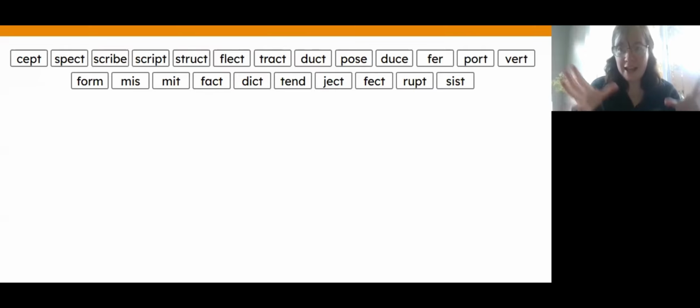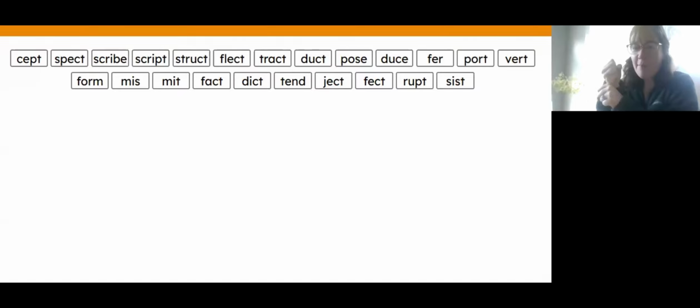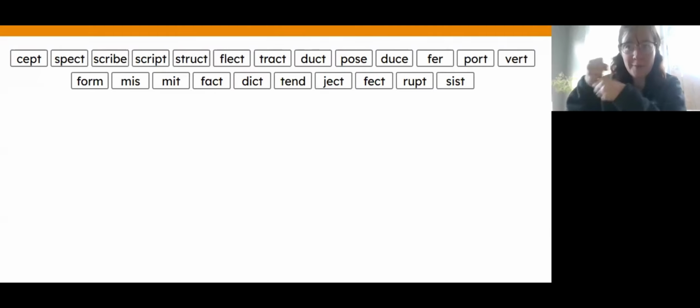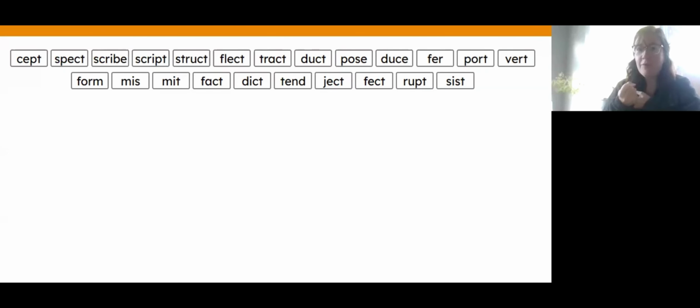Sept means to take, so we're going to capture or seize. Spect, to see. Scribe and script mean to write. Struct is to build. Flect is to bend. Tract is to pull. Duct is to lead.